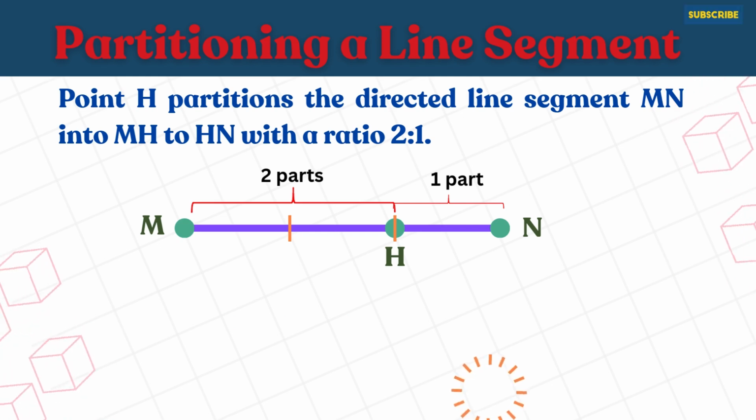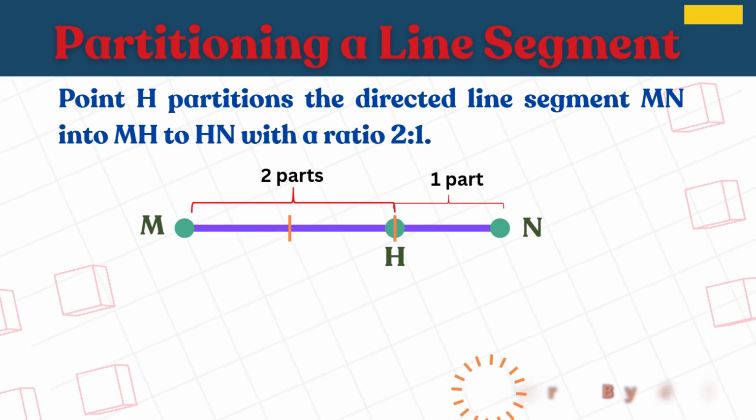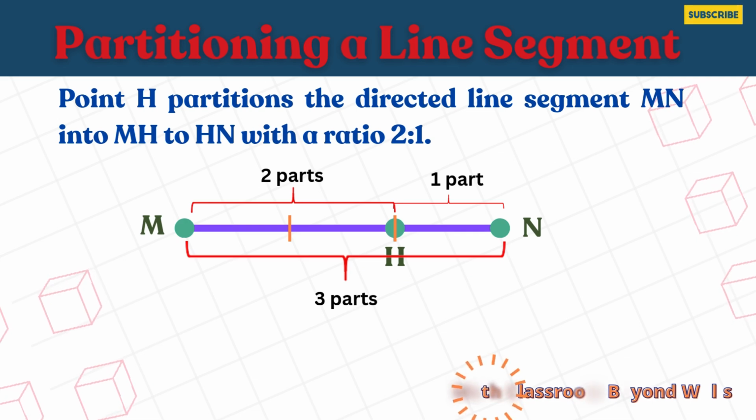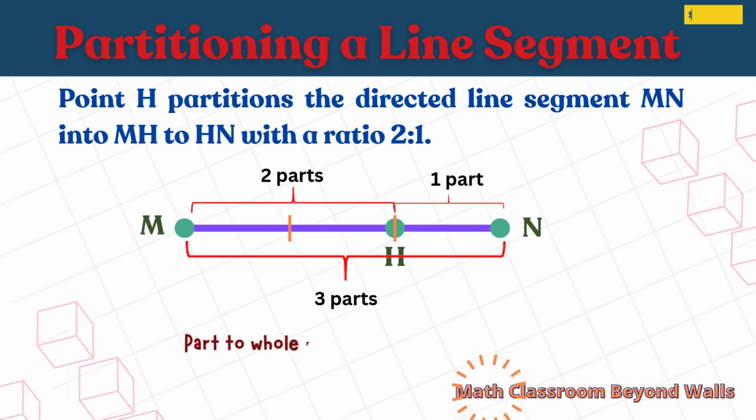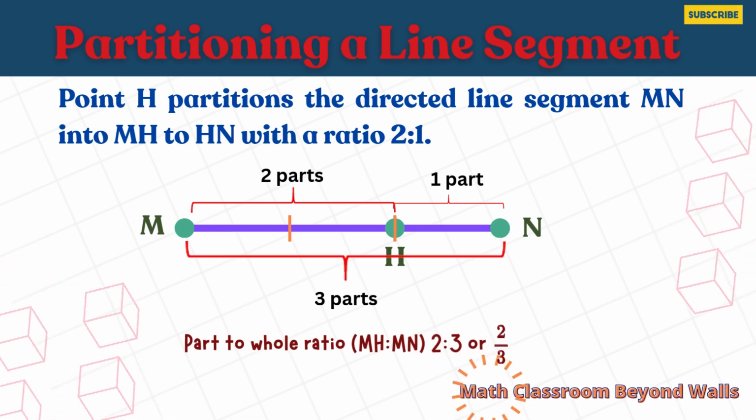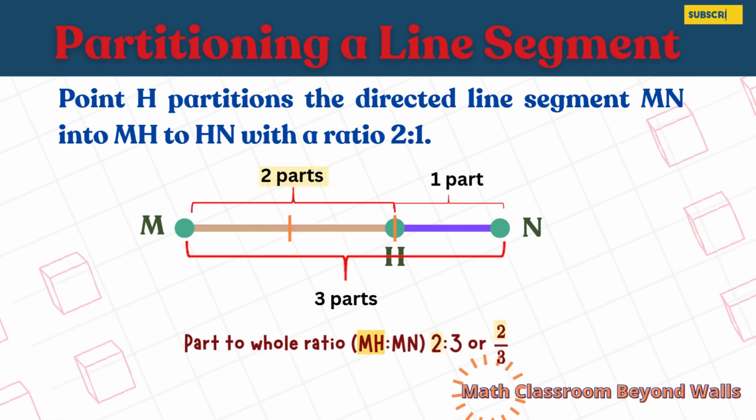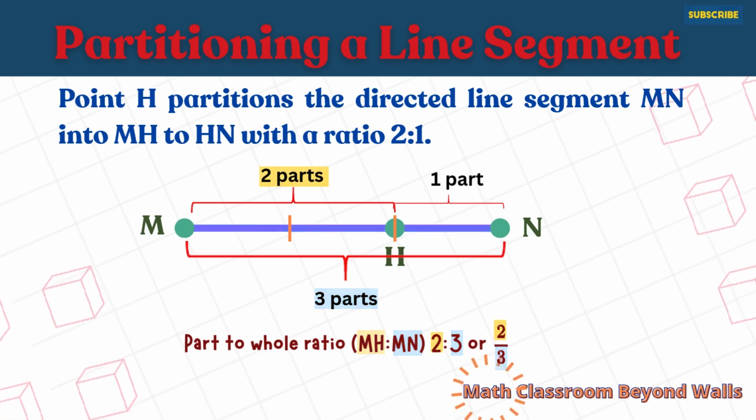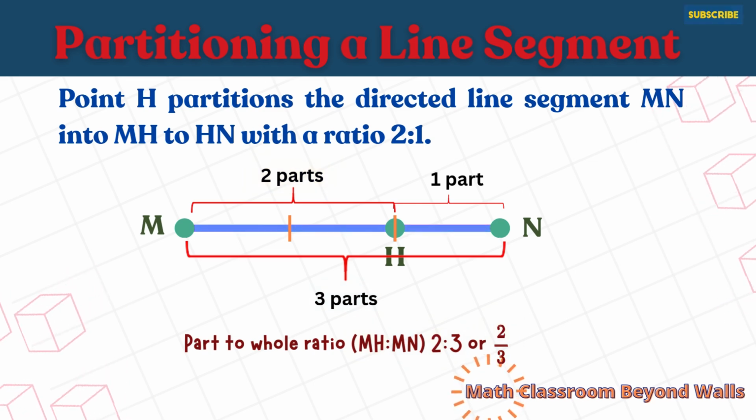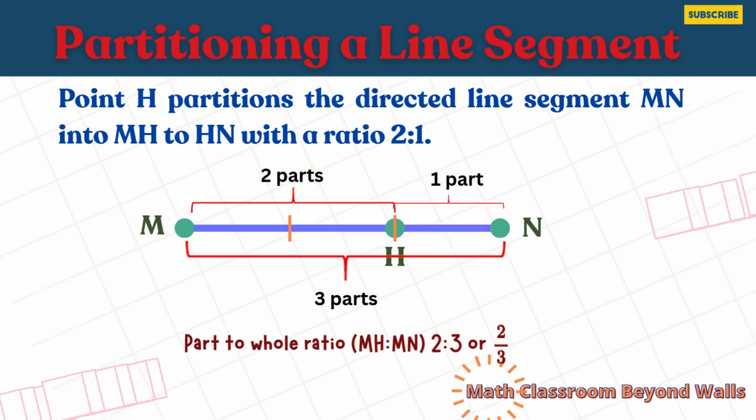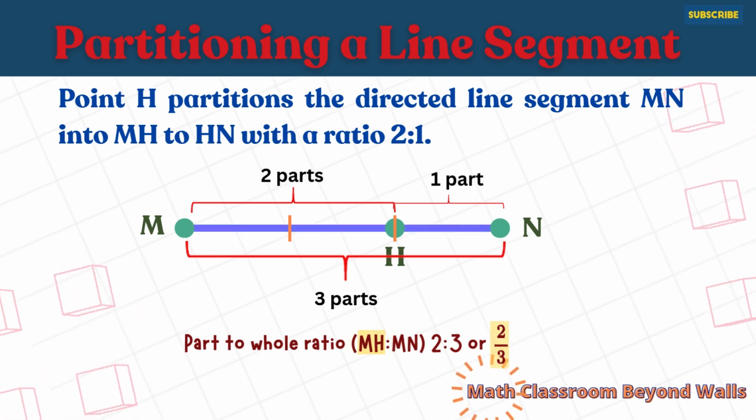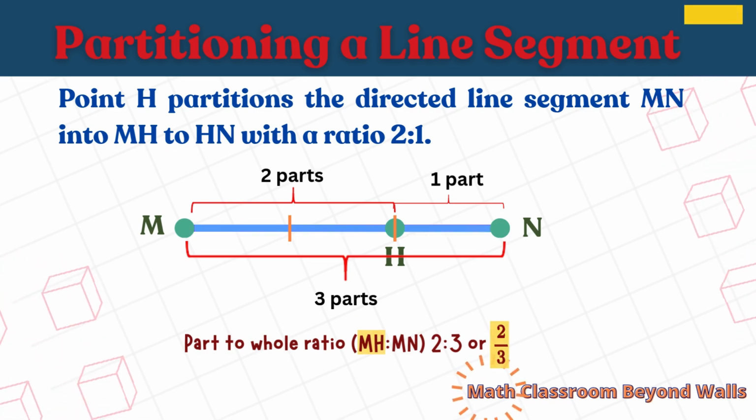As mentioned earlier, the partition ratio of 2 to 1 informs us that the whole segment is divided into 3 equal parts. Thus, the part-to-whole ratio of MH to MN is 2 to 3. It means that MH has 2 equal parts and MN is divided into 3 equal parts. Did you get it, learners? This part-to-whole ratio of 2 to 3 further indicates that MH is 2/3 of MN. In the formula, we write the ratio in fraction form.